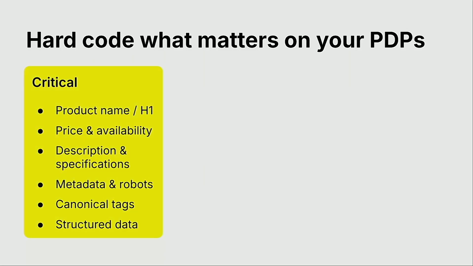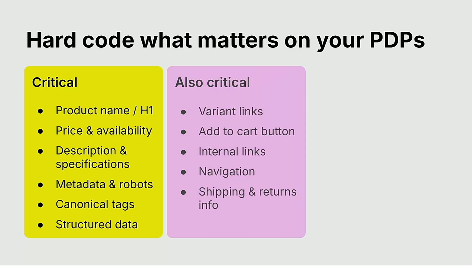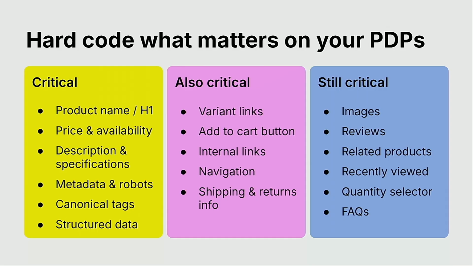And on product pages, this is a lot of information. So it kind of goes without saying that critical elements would be things like your product name, your description information, pricing, canonical tags, all that stuff. But what is also critical is things like your internal linking, your shipping and returns information, add to cart buttons, and then still critical, things like images, reviews, related products, FAQs, all of that stuff that you would like a user to see, you must hard code if you want an LLM user agent to be able to retrieve that and send that back to a user in a chatbot.